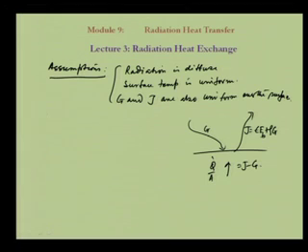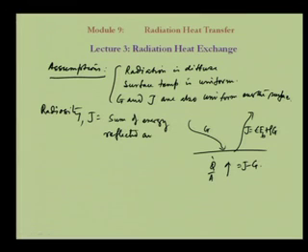Then we can say that radiosity J is equal to the sum of the energy reflected and emitted. The reflected part is first, so it is rho into G plus epsilon into E b, which is the emitted. We have already discussed that G is the incident energy, and into the reflectivity it gives the total energy that is reflected. E b is the emissive power, multiplied by the emissivity it is the amount of energy emitted, and epsilon equals 1 for black bodies.